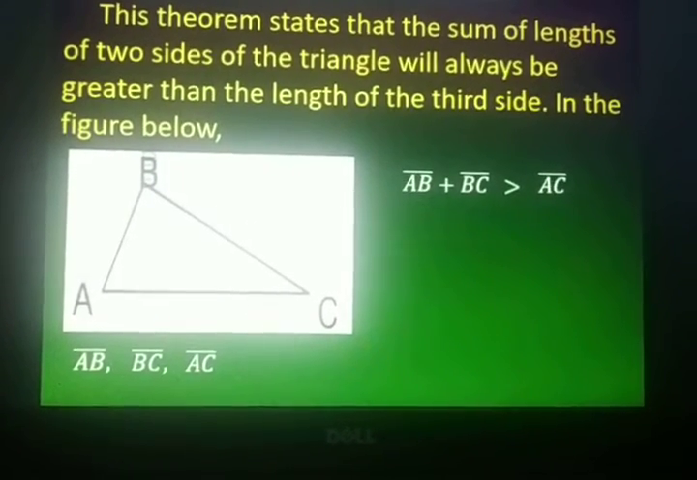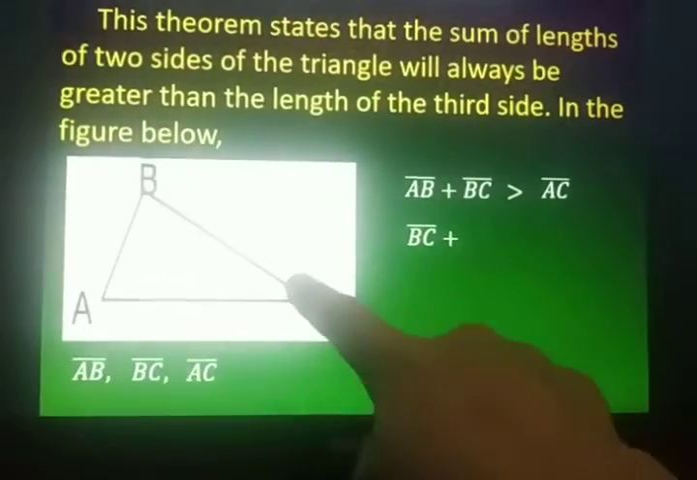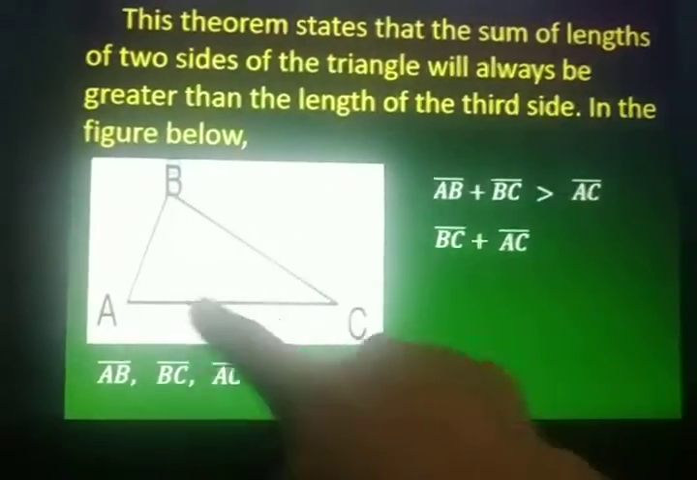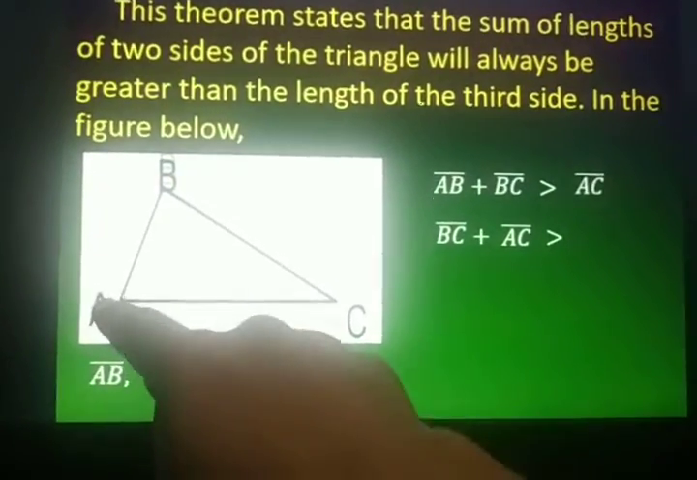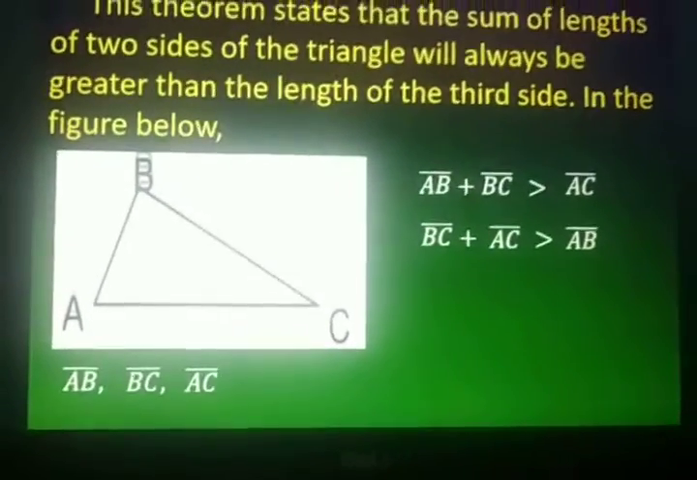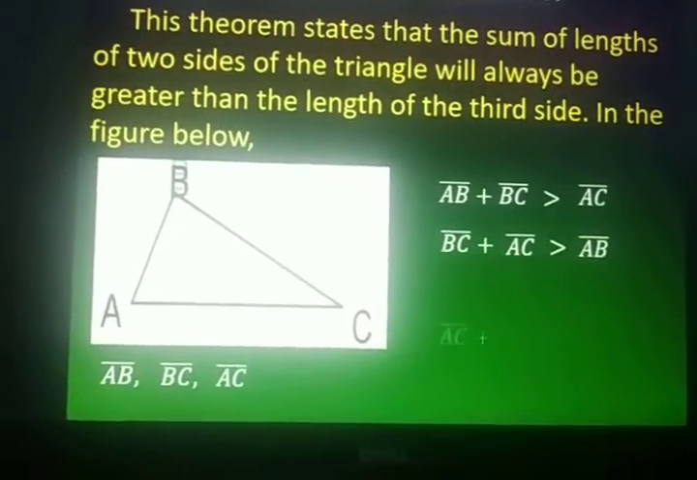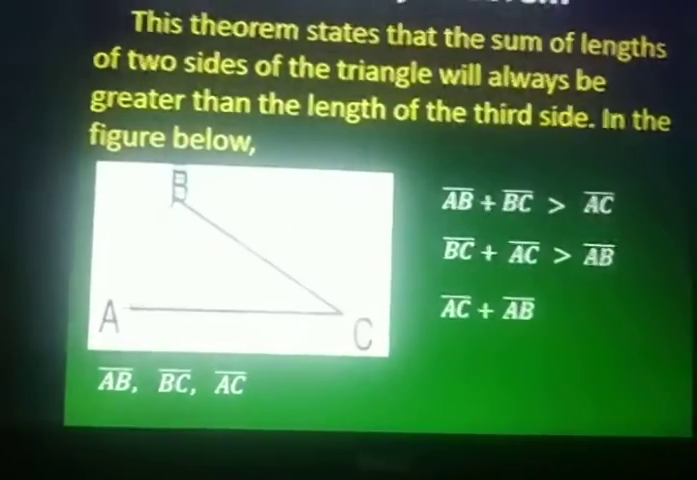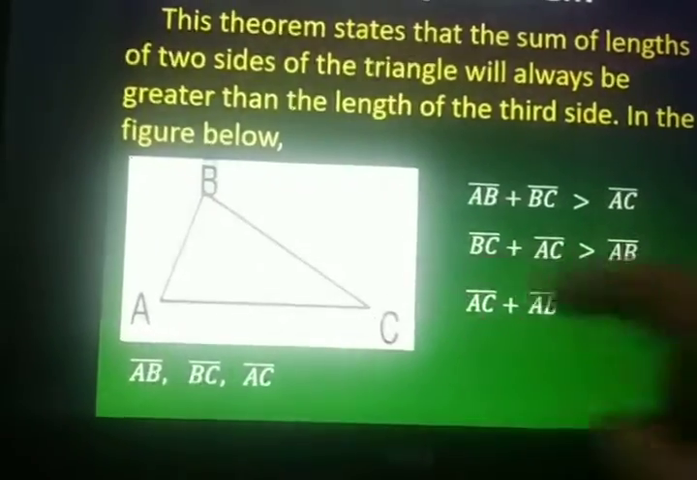It follows when we interchange. Let's have line segment BC plus line segment AC. When we add these, it will always be greater than the remaining side, line segment AB. Okay, that's it. Interchange again. So, line segment AC plus line segment AB will always be greater than the remaining side BC.